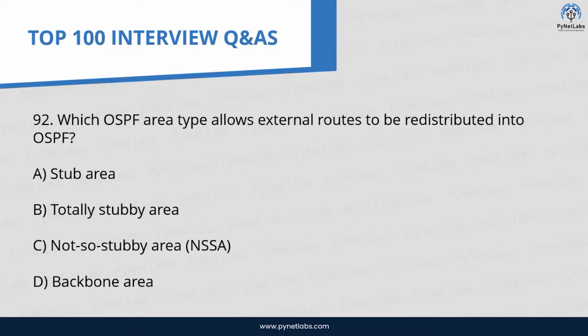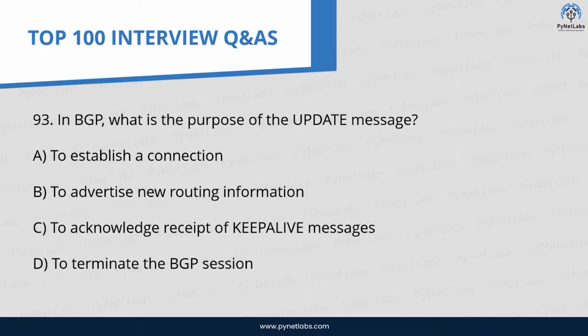Now, going to question number 93: in BGP, what is the purpose of the update message? There are some options: to establish a connection, no; to advertise new routing information; to acknowledge receipt of keepalive message; to terminate the BGP session. From all these four options, option B is going to be the correct answer.